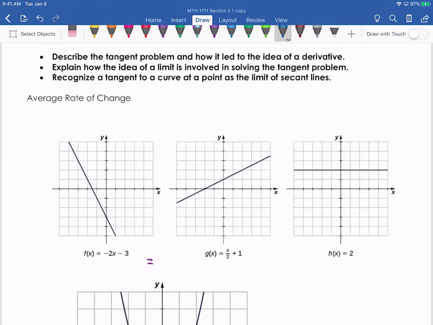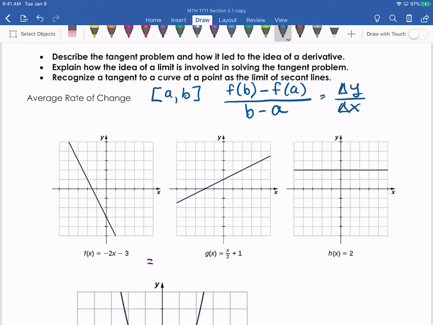If you recall, the average rate of change is the slope of the line that passes between 2 points on a curve. If I'm looking at the interval, let's say generically from A to B, and I want to find the average rate of change from x equals A to x equals B, then we would take the corresponding y value for B, which is f of B, and subtract the corresponding y value for A, and divide by the difference in the x's, which would be B minus A. This represents your change in y. This represents your change in x in the denominator.